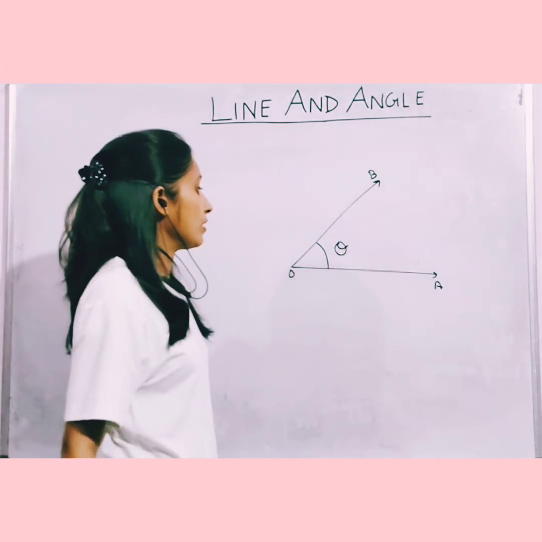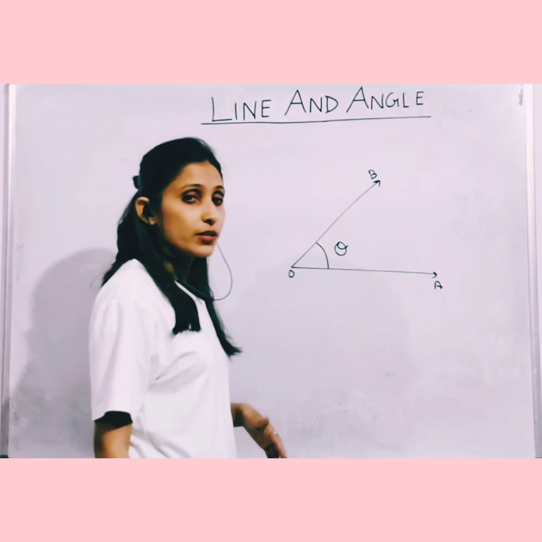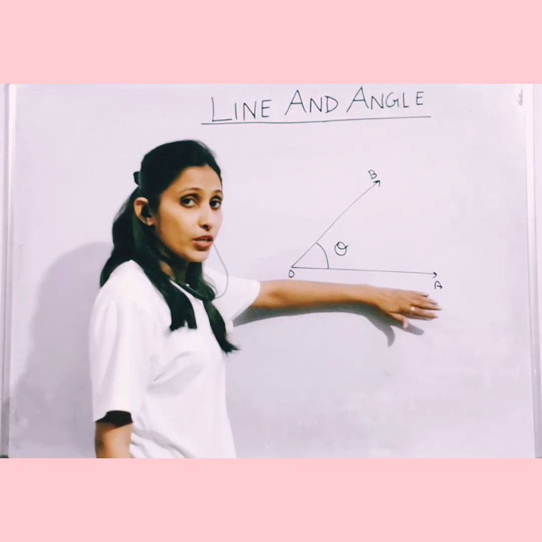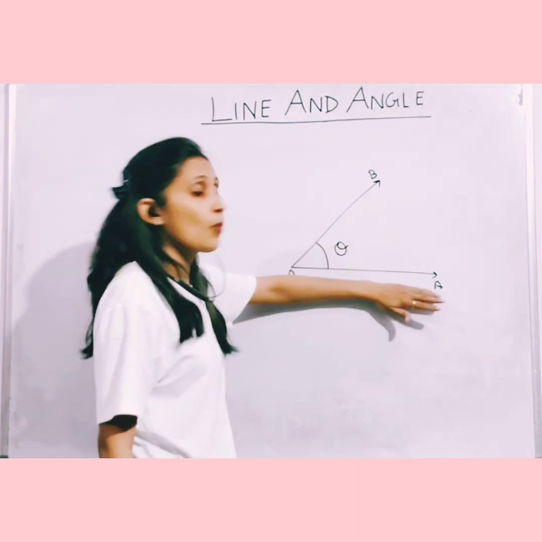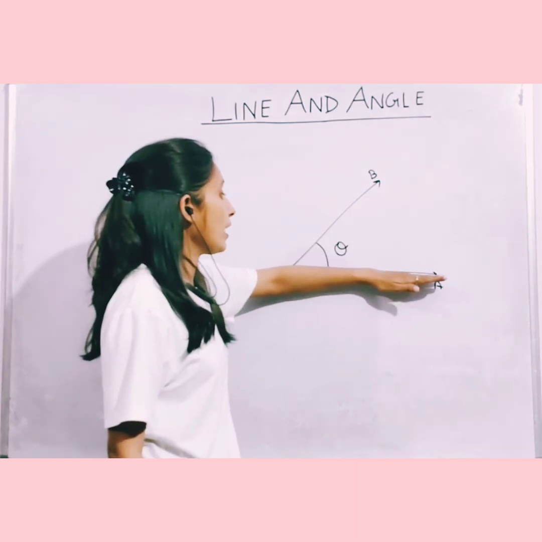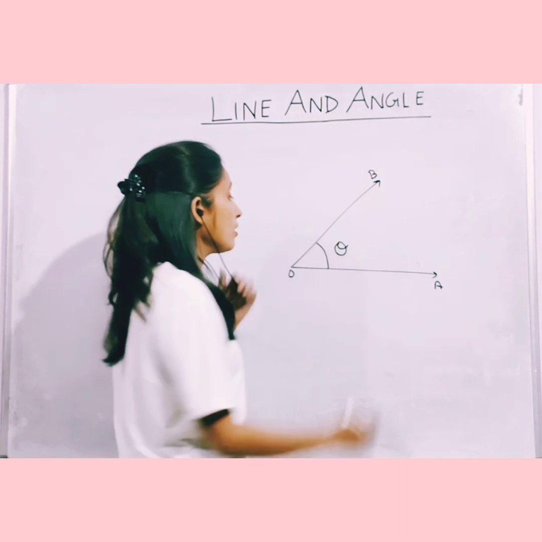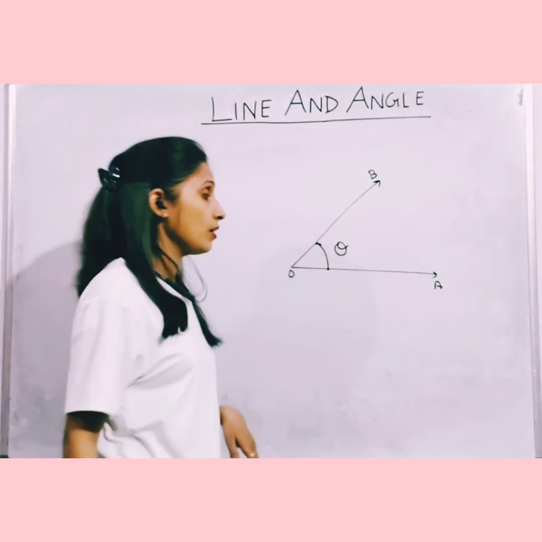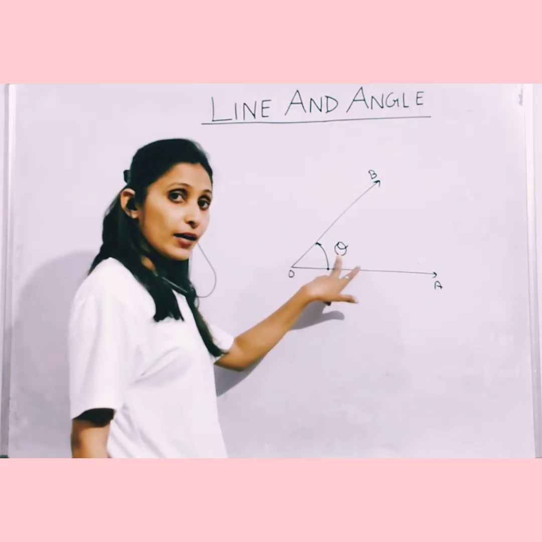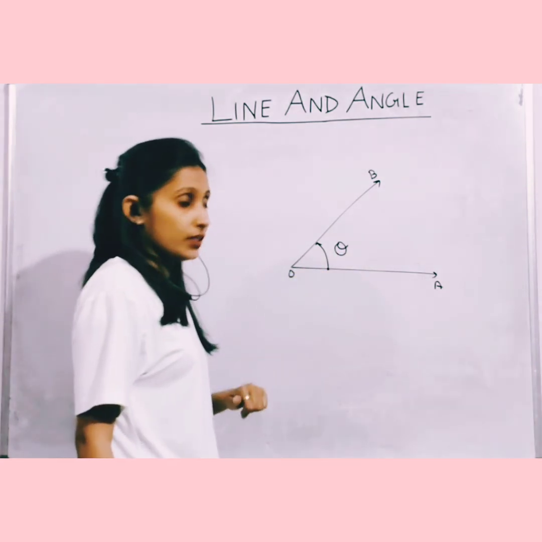In other words, we can also say that it is the amount of rotation which we have to take to reach OB from OA. So what we have done, we have moved this much. We have started moving from this point and we have reached here, right? So this is our angle and it is represented by theta.